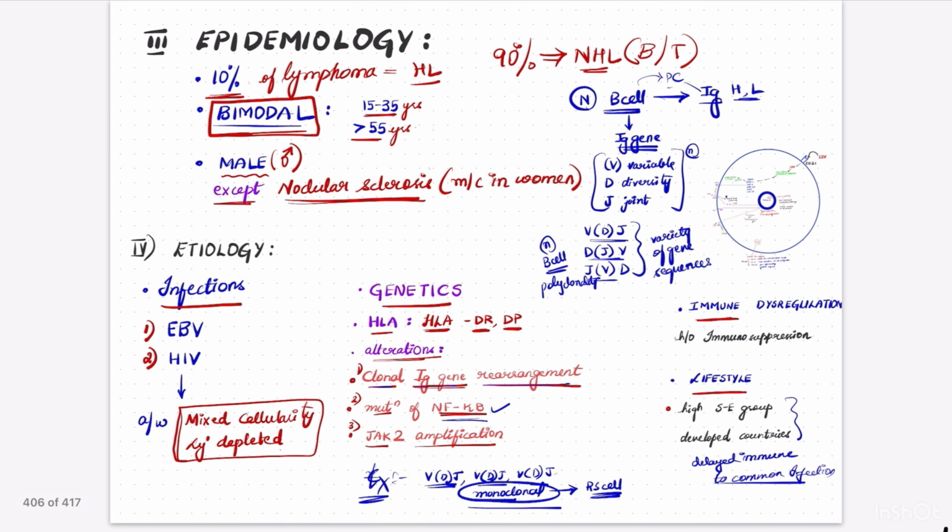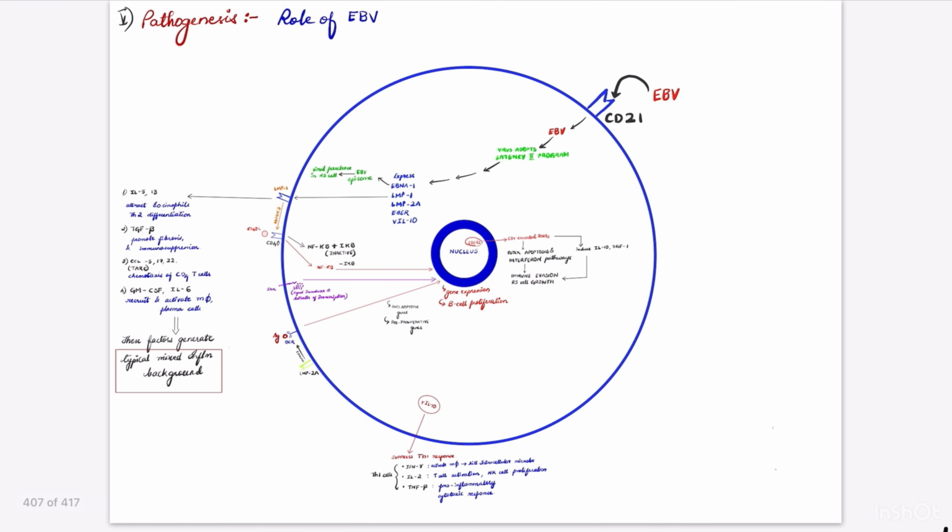So these are the few etiological factors: the infections, Epstein-Barr, HIV; genetic factors like HLA class 2 DR; alterations like clonal immunoglobulin gene rearrangement, that is monoclonality, which will prove the RS cell; mutation of NF-kappa B and JAK2 amplifications; immune dysregulation like immunosuppression; lifestyle like socioeconomic or elite groups and developed countries. They are more prone to development of Hodgkin's lymphoma. Now, let us study in detail about the pathogenesis.